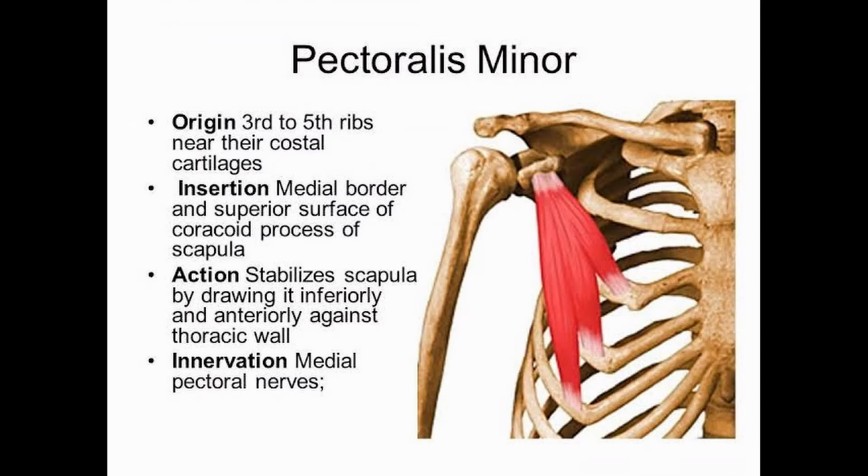Now the second muscle is pectoralis minor. The pectoralis minor muscle takes origin from the 3rd to 5th rib near their costal cartilage. As you can see on the diagram, there is the pectoralis minor and it takes origin from the 3rd to 5th rib, and it is inserted into the scapula, medial border and the superior surface of the coracoid process of the scapula. Action of it is to stabilize the scapula by drawing it inferiorly and anteriorly against the thoracic wall. In simple language, it is for the stability of the scapula, and it is supplied by the medial pectoral nerve. So this is the pectoralis minor muscle.